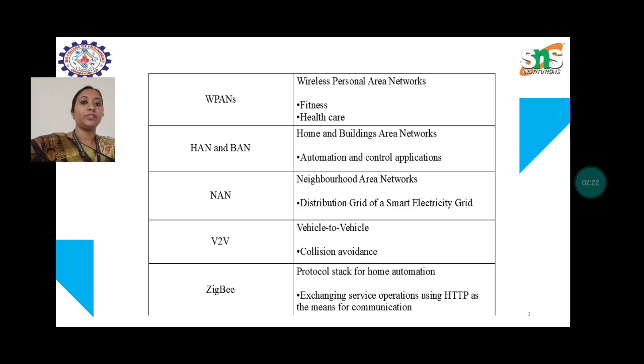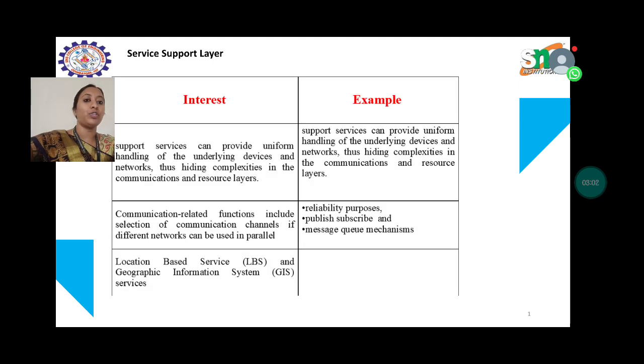In that, we have some more technologies, that is WPANs, wireless personal area networks, for fitness and healthcare. Advanced versions of LAN and WAN, we have HAN and WAN. HAN is nothing but home and building area networks, where WAN is for automation and control applications. The next version is the NAN. NAN is nothing but neighborhood area networks, distribution grid of smart electricity grid. And V2V is vehicle to vehicle collision avoidance. ZigBee protocol stack for home automation, exchanging service operations using HTTP as a means of communication.